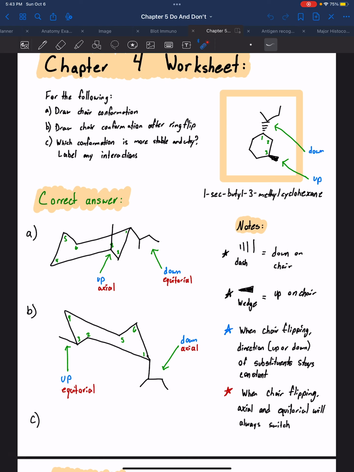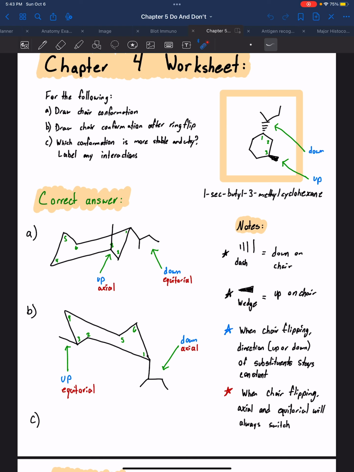C says which conformation is more stable and why, and label your interactions. So between A and B, I would say that A is more stable because it has the larger group in the equatorial position, which has more space. I would say that it avoids stronger 1,3 diaxial interactions because every compound has 1,3 diaxial interactions.